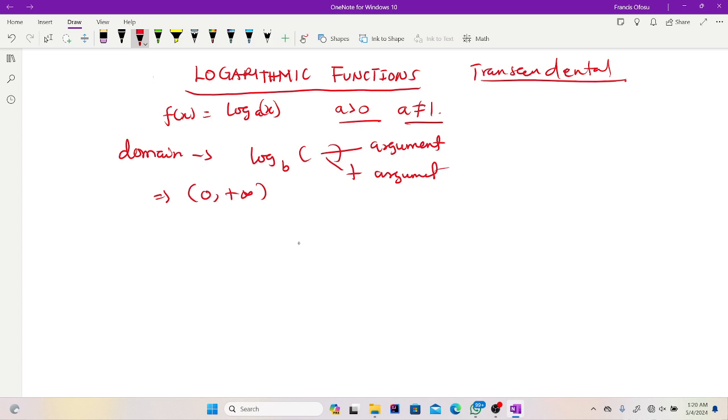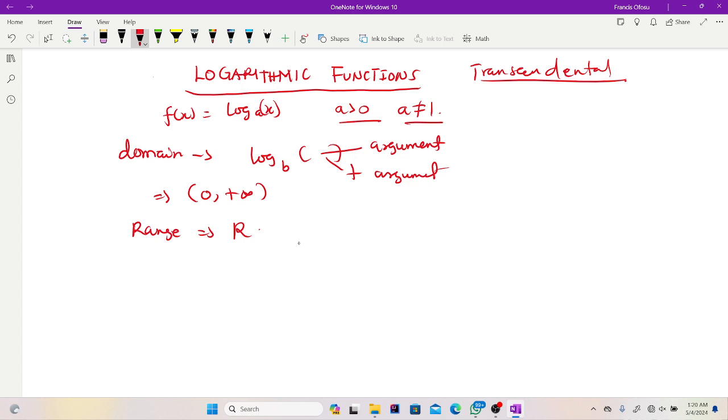Now what about the range? For the range of a logarithmic function, once you put this 0 to positive infinity here, a logarithmic function can give both positive and negative results. Therefore, the range is a set of all real numbers.